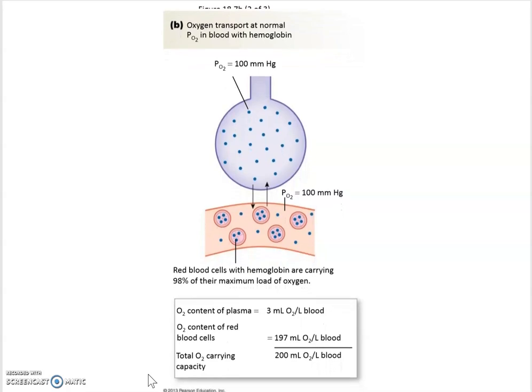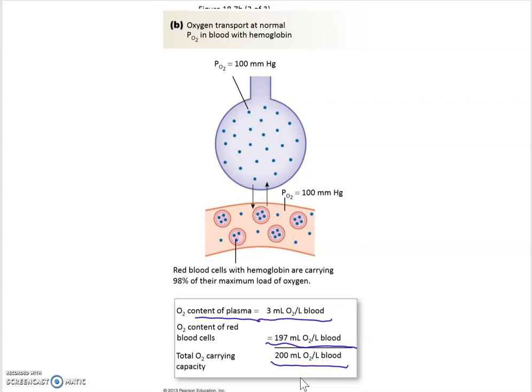Now here's our wonderful hemoglobin molecule, and as the oxygen diffuses into the blood, it is bound to hemoglobin. You can see the 4 little dots here, the 4 buttons. That's 4 oxygen molecules that each hemoglobin molecule can carry. And when it's all said and done, we have 3 milliliters of oxygen per liter of blood dissolved in plasma, and 197 milliliters of oxygen per liter of blood bound to hemoglobin, for a total carrying capacity of your blood with hemoglobin of 200 milliliters of oxygen per liter of blood, and that's a lot.